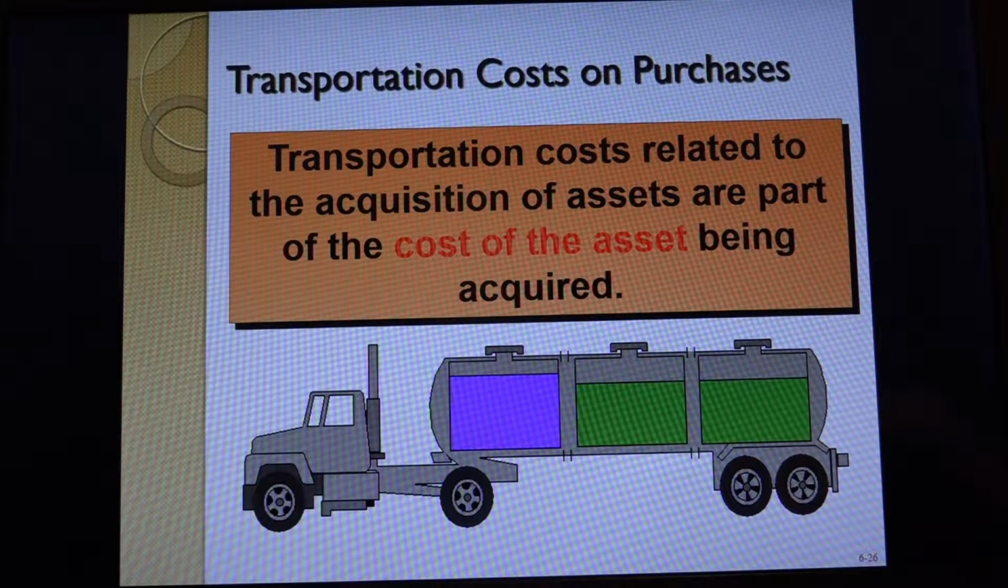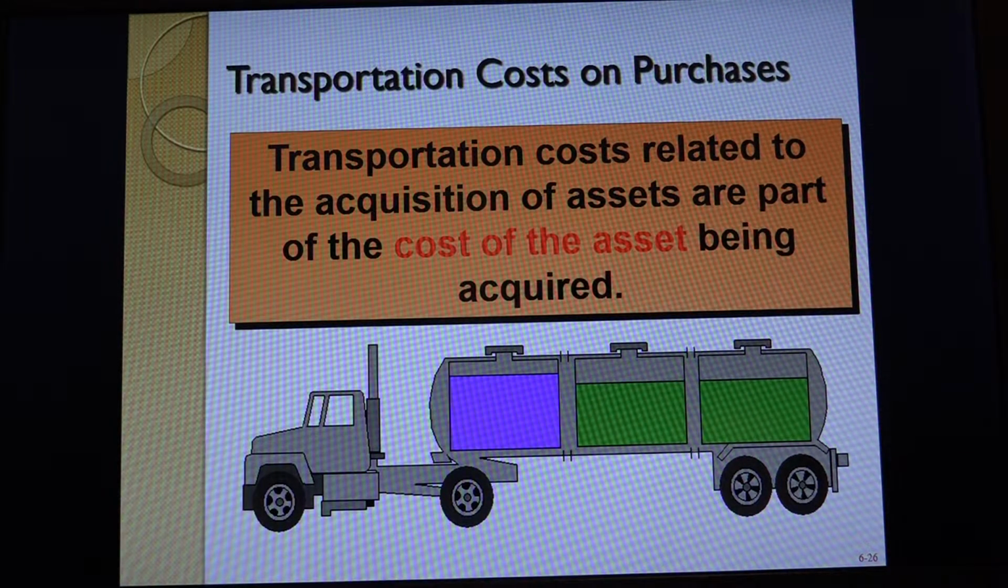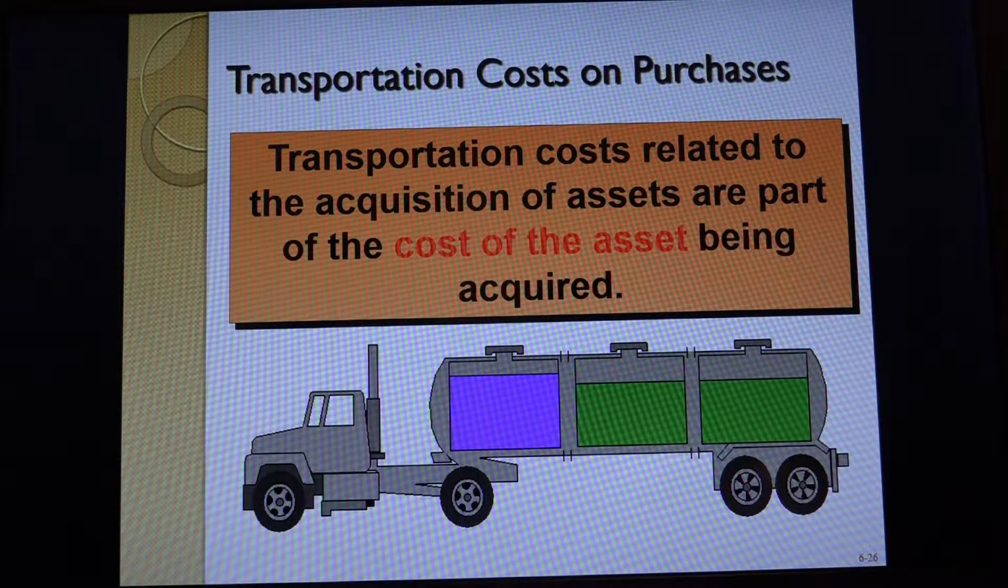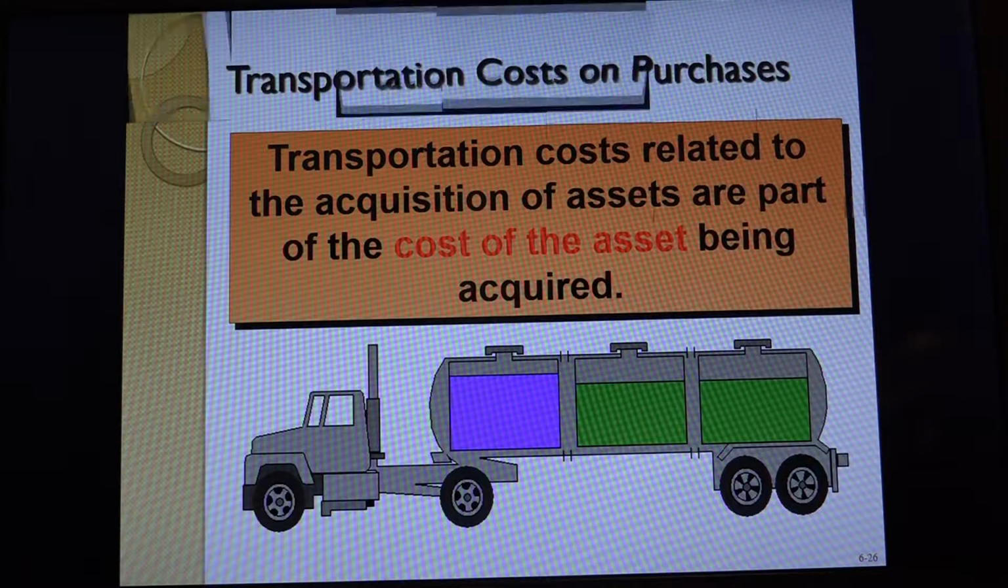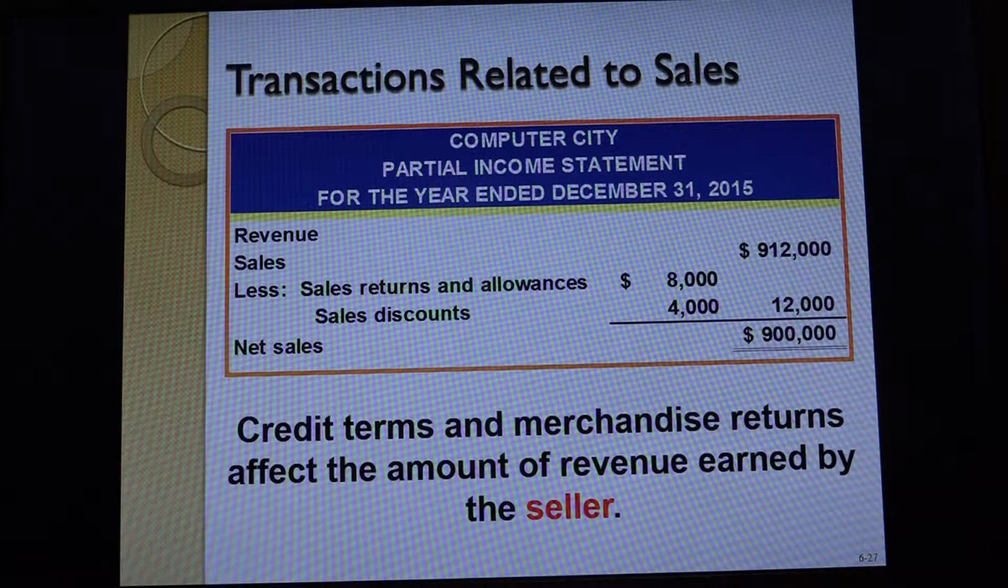Now again, remember that if you're the buyer and you incur transportation costs on the purchase, then you're going to add that transportation cost as a part of the asset. And so you're going to book the transportation cost not as transportation expense, but as inventory. And then of course you would credit either accounts payable if it's on credit, or simply cash.